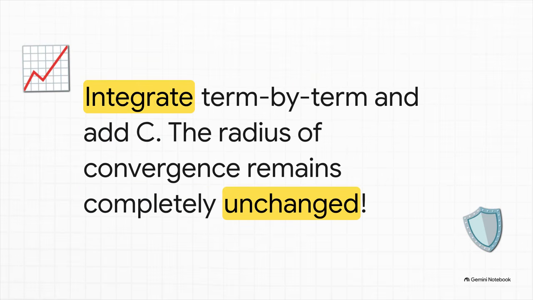And integration works exactly the same way. Just add 1 to the exponent, divide by the new exponent, and, obviously, don't forget your constant of integration c. But the most remarkable part here is that when you differentiate or integrate, the radius of convergence, that crucial r value we calculated earlier, remains completely unchanged. The size of your safe zone stays exactly the same.